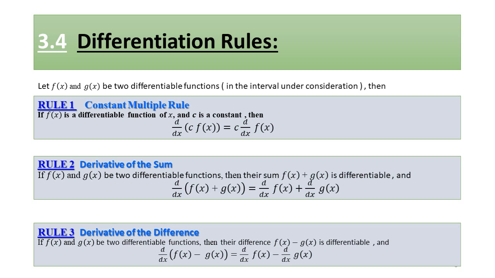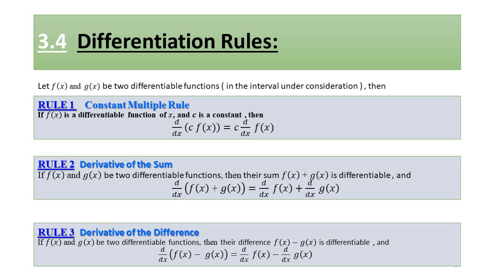Differentiation rules. Let f(x) and g(x) be two differentiable functions in the interval under consideration. Then rule number 1, constant multiple rule. If f(x) is a differentiable function of x and c is a constant, then d by dx of c f(x) = c times d by dx of f(x).